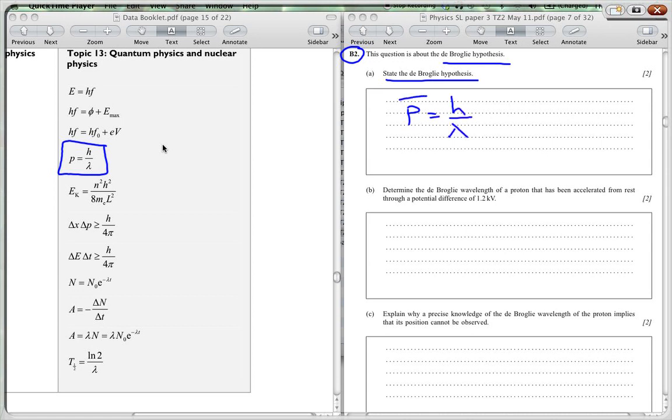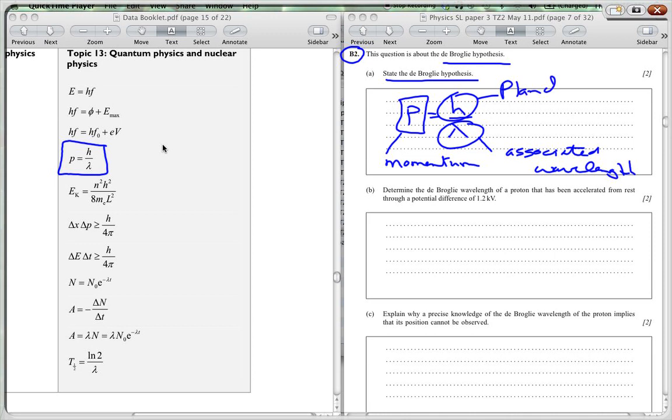Now, you'd need to explain what this is, where p is the momentum of the particle, lambda is the associated wavelength, and h is Planck's constant. Remember, whenever using a formula as a definition to explain something, you need to always write out what those are.